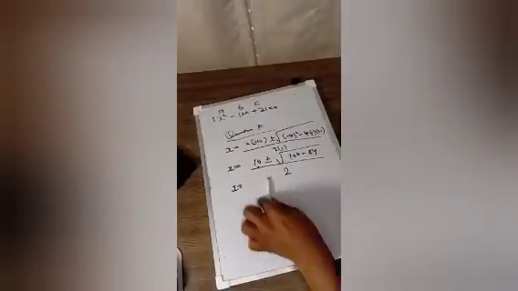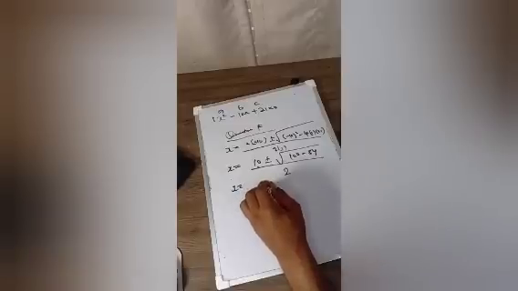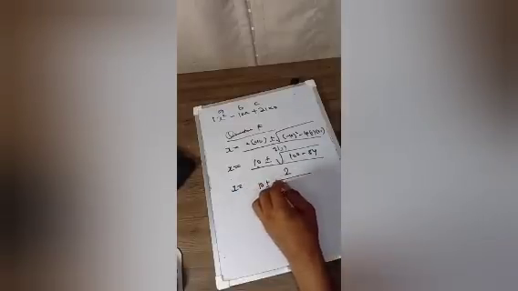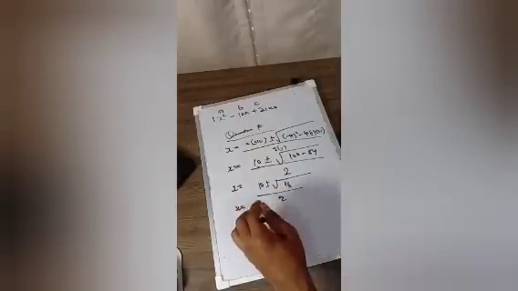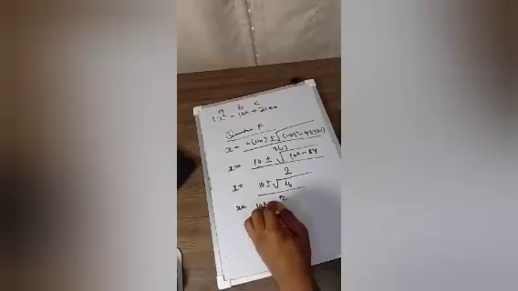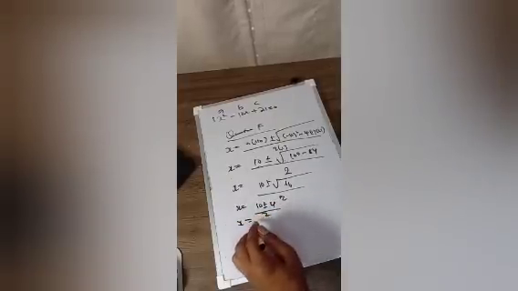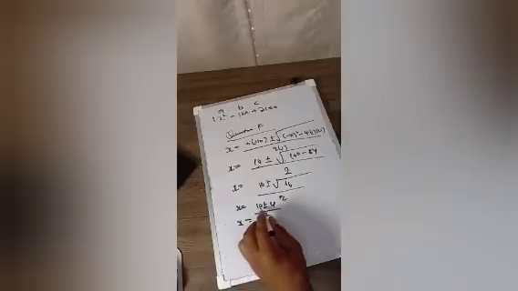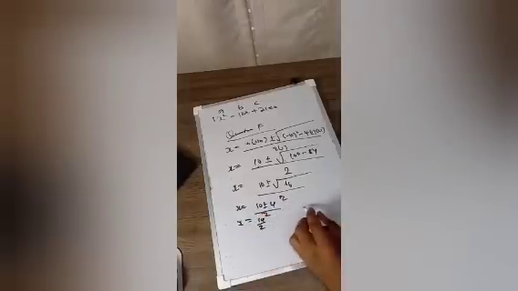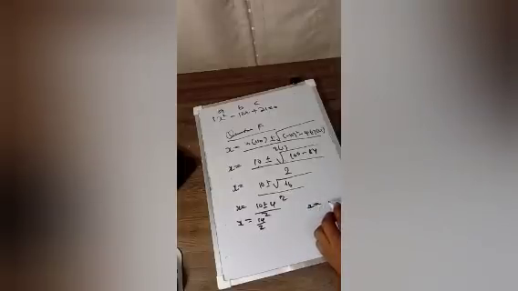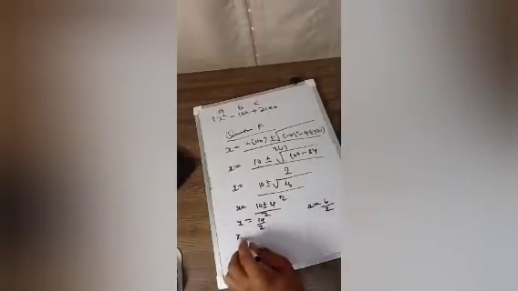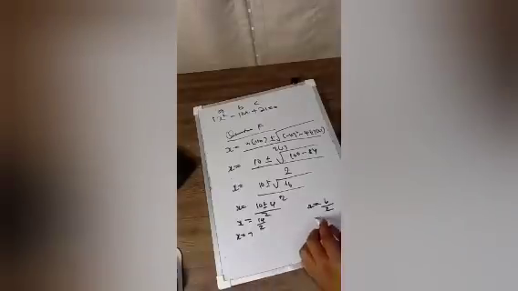x is equal to 10 plus or minus the square root of 16, divided by 2. x is equal to 10 plus or minus 4, divided by 2. x is equal to 14 divided by 2, or x is equal to 6 divided by 2. So x equals 7, or x is equal to 3.